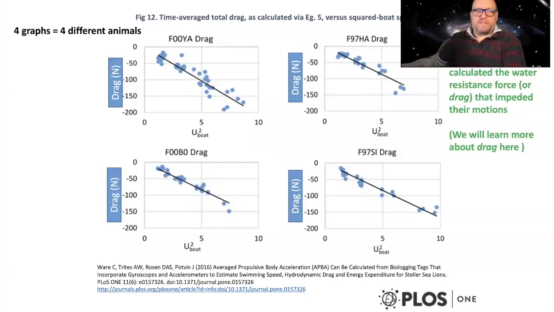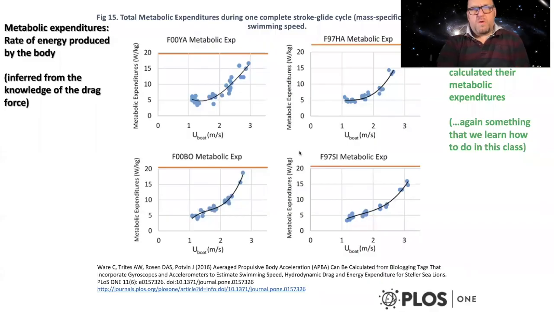Using these devices, they looked at 4 different sea lions, and they were able to calculate the drag on each of those sea lions. And they found that was pretty similar. But this was important data for understanding how much energy it takes for the sea lion to be able to swim. Once they had the coefficient of drag, they were able to look at what was the metabolic expenditure of the sea lion as a function of the boat's speed.